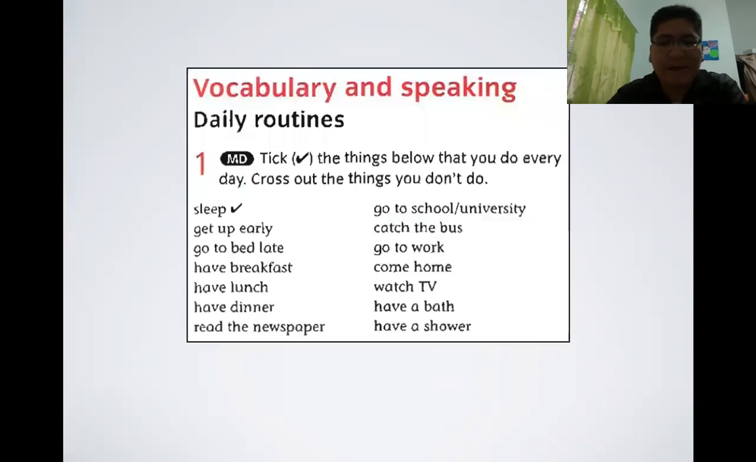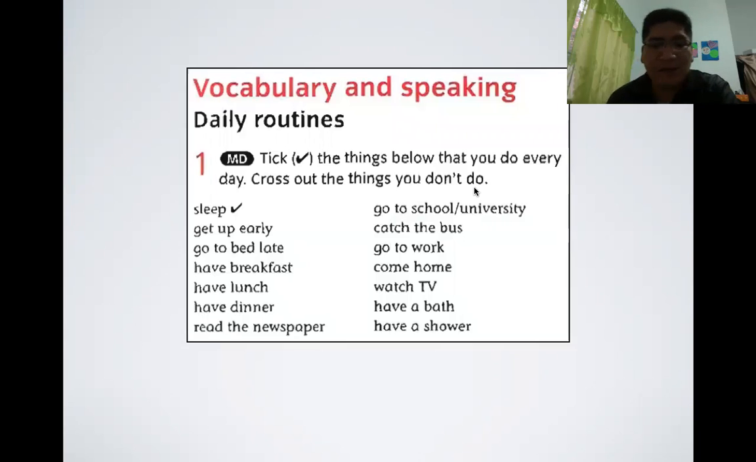Okay, the first exercise is about vocabulary and speaking. And when we are talking about vocabulary and speaking, we are going to see the daily routines. Daily routines, that means rutinas diarias. The first exercise is telling us that you have to tick the things below that you do every day and cross the things you don't.